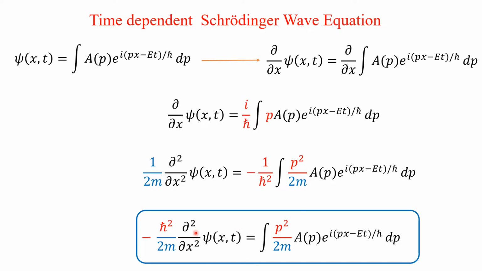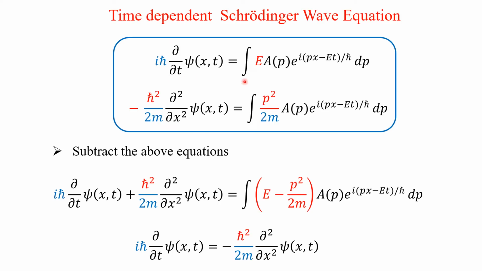Earlier we have seen the first order time derivative. Now we have seen the second order position derivative. Now we have these two expressions. This is the first order time derivative. This is the second order position derivative. Now subtract the second from the first, 1 minus 2. So on the left hand side, this will become i h cross partial over partial t of psi of x and t, plus, since minus of minus becomes plus, h cross squared over 2m partial 2 over partial x2 of psi of x and t.